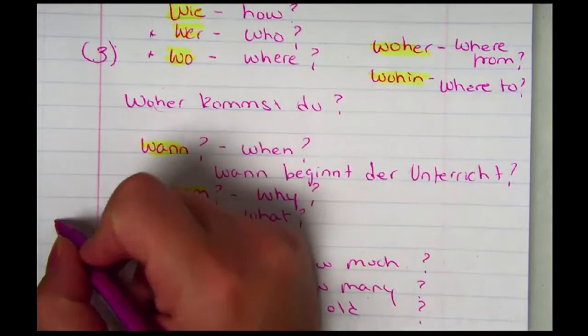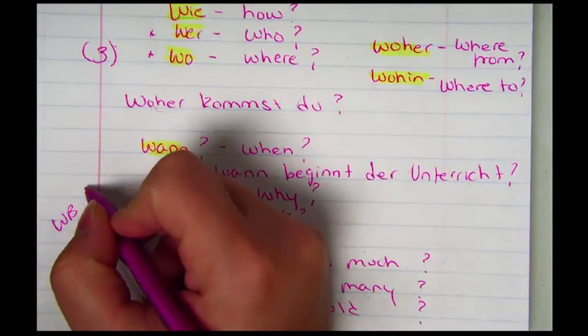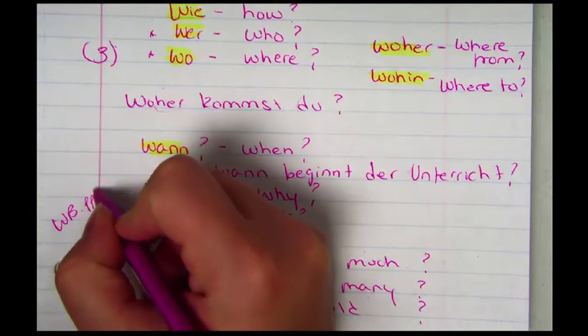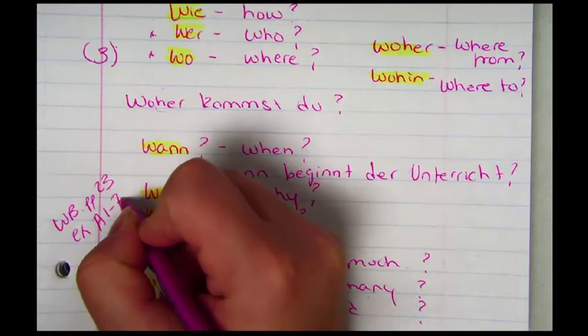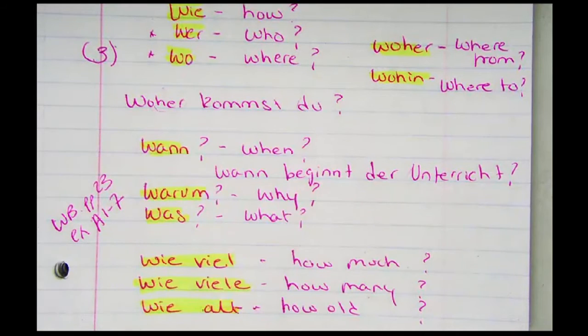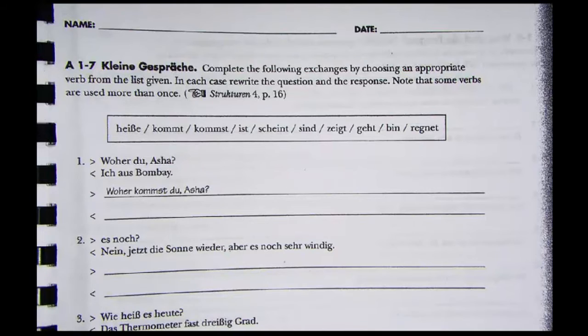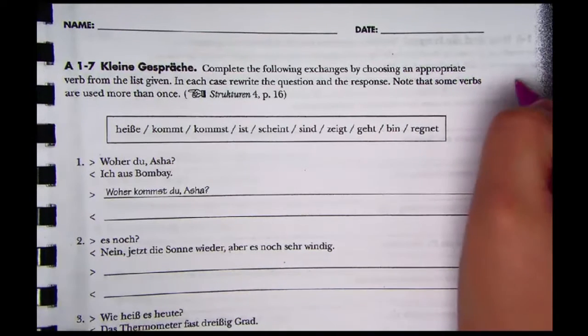All right, so now I want you to flip in your workbook to page 23, and you're going to complete exercise A 1-7. I'm going to walk you through it because it's a little bit difficult. Please make sure you have this out. Again, this is page 23.